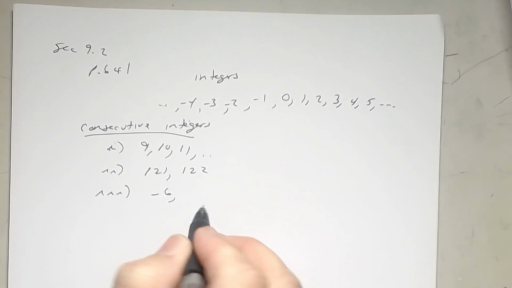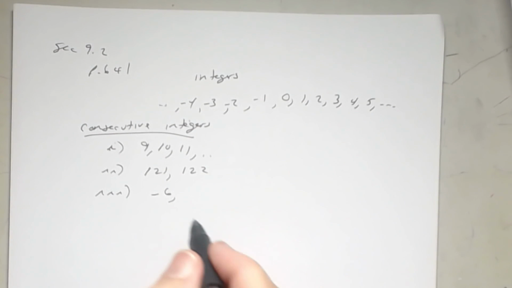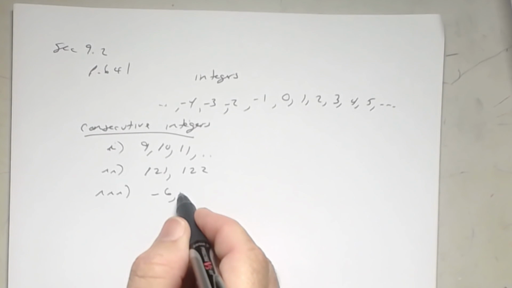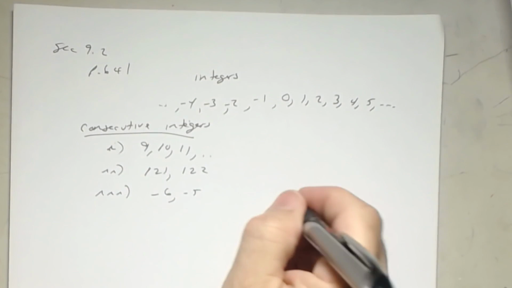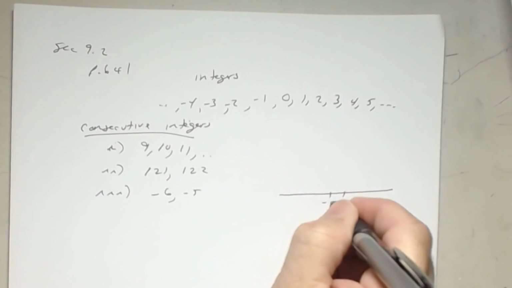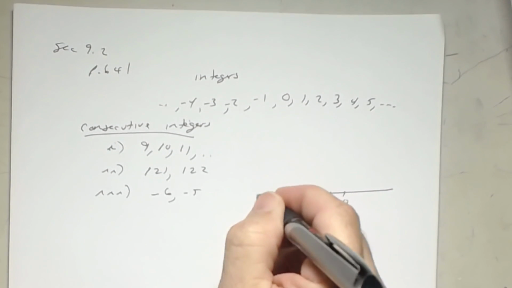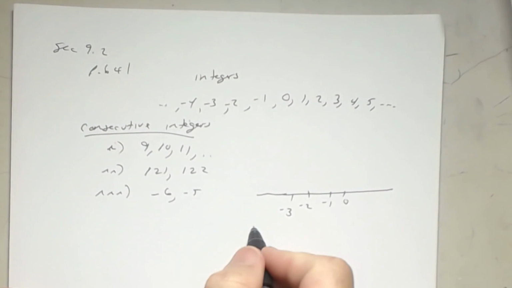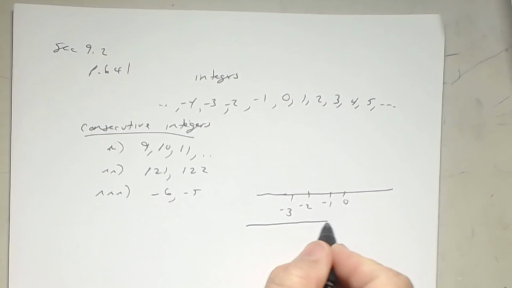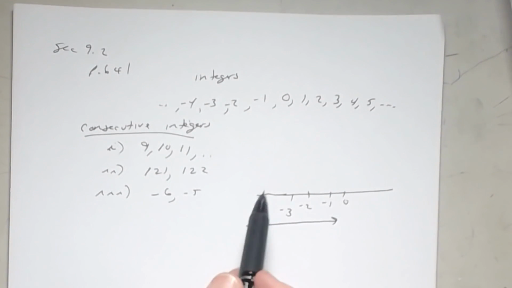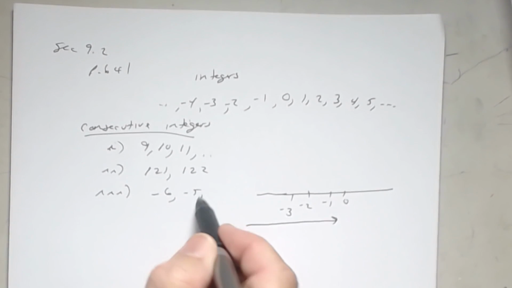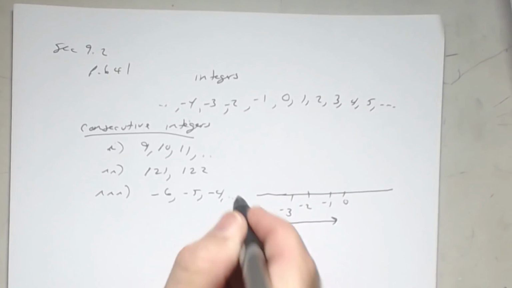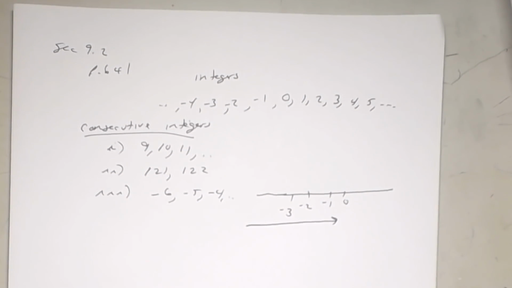What about -6? And let's increase it. So -6, what's the next higher one? -5. So remember on the number line, here's 0, here's -1, -2, -3, and so on, correct? So your numbers increase in size as you go from left to right. So -6 is smaller than -5. So -6, -5, what's the next higher one? -4, and so on. All right, so those are examples of consecutive integers.